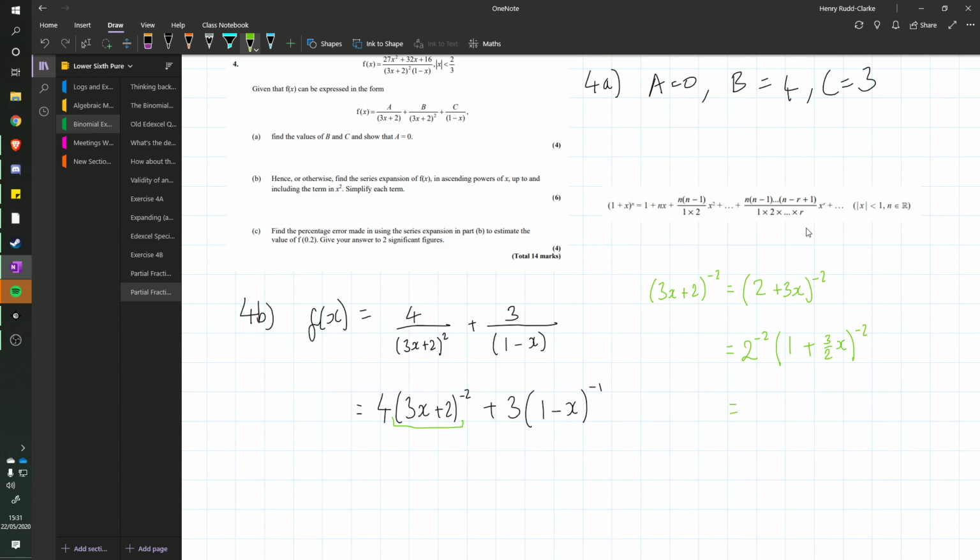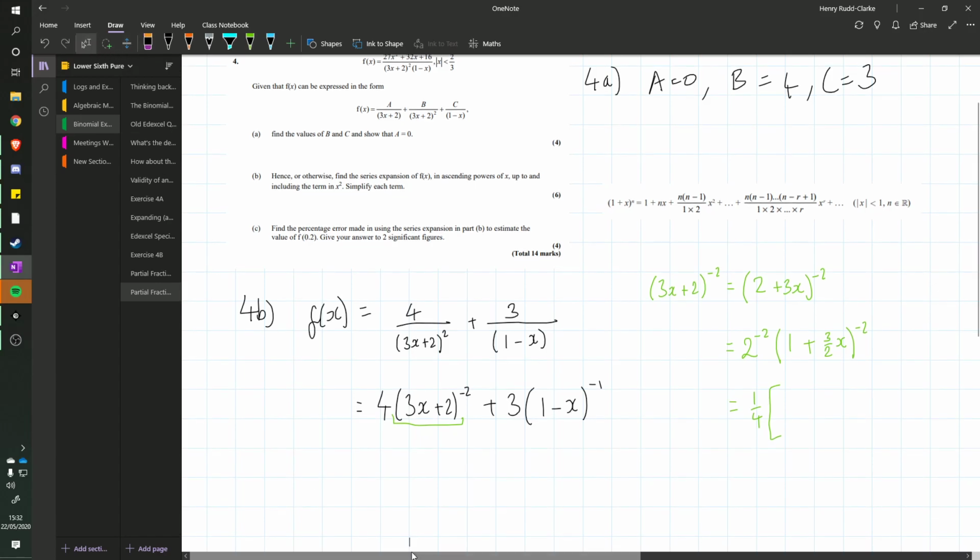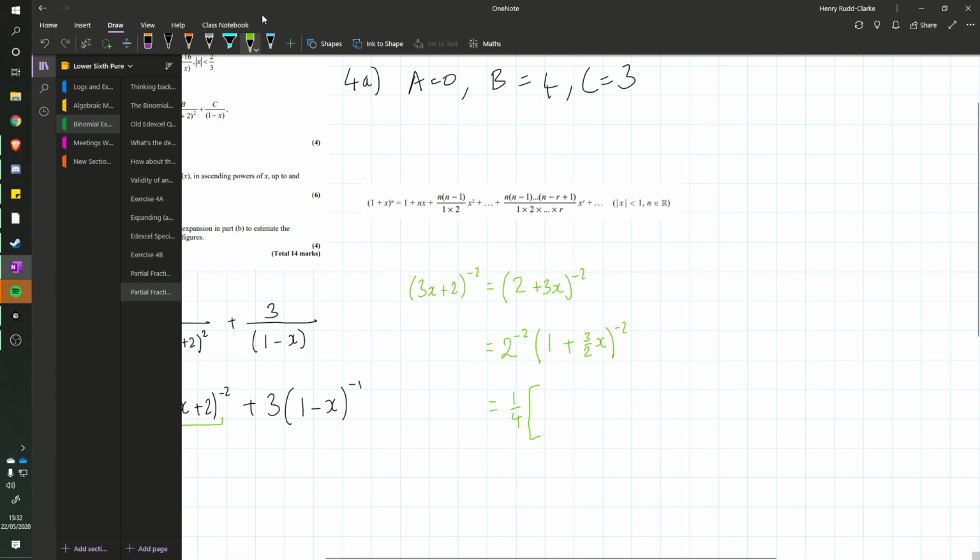So 2 to the minus 2 is 1 over 4. We'll worry about that afterwards, putting it back in. And we'll just go ahead and do the expansion. We're going up to x squared here, so not as far as before, thank God. So it's going to be a bit quicker. 1 plus nx, so minus 2 times 3 over 2 x, plus n times (n minus 1) over 1 times 2, x squared. Remember, x is actually 3 over 2 x in this case, the x from the formula, that is.